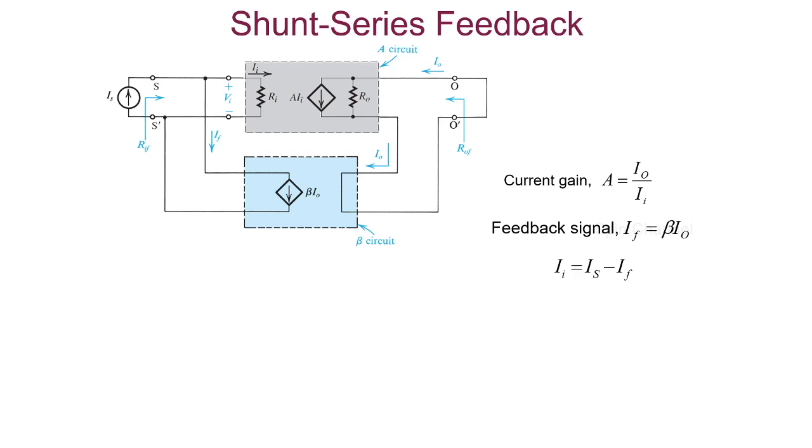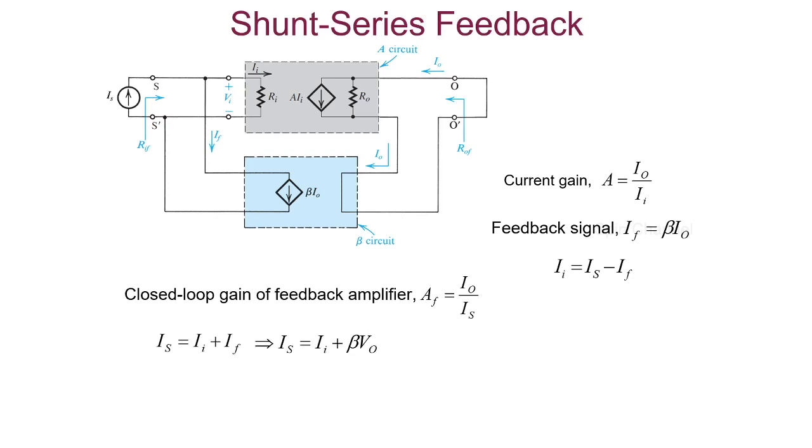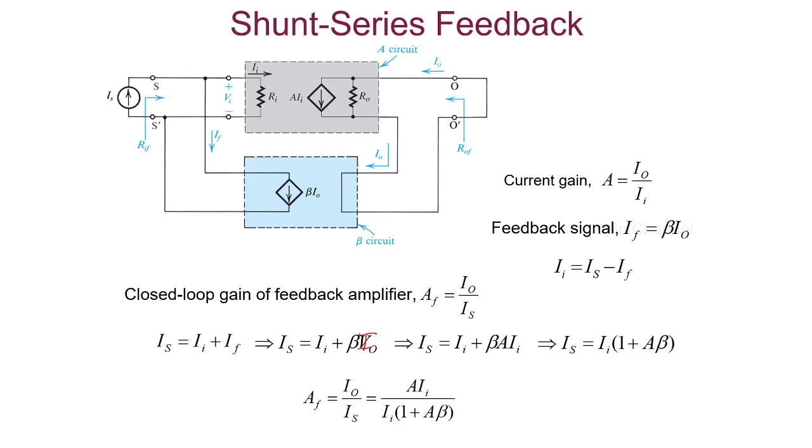Now the closed loop gain of the amplifier is given by the output current by the source current. The source current can be written as the input current plus the feedback signal IF. On replacing the feedback signal IF by beta into I0, and further I0 with A into II, we get an expression AF equal to A divided by 1 plus A into beta, which says that the feedback employed here is negative.